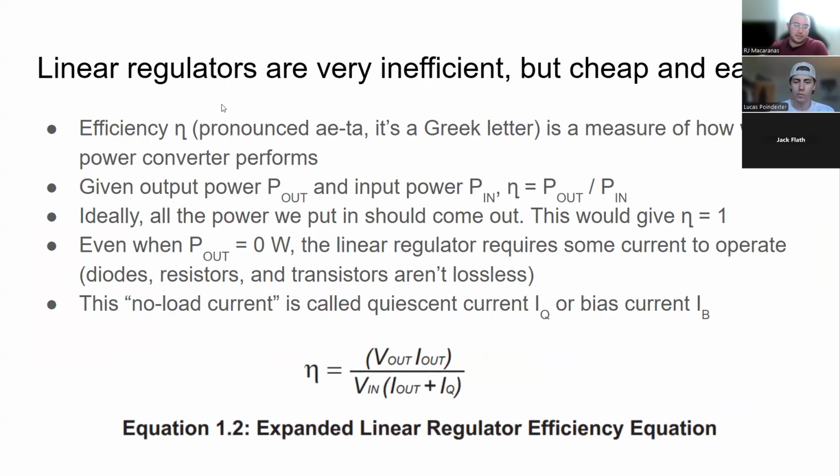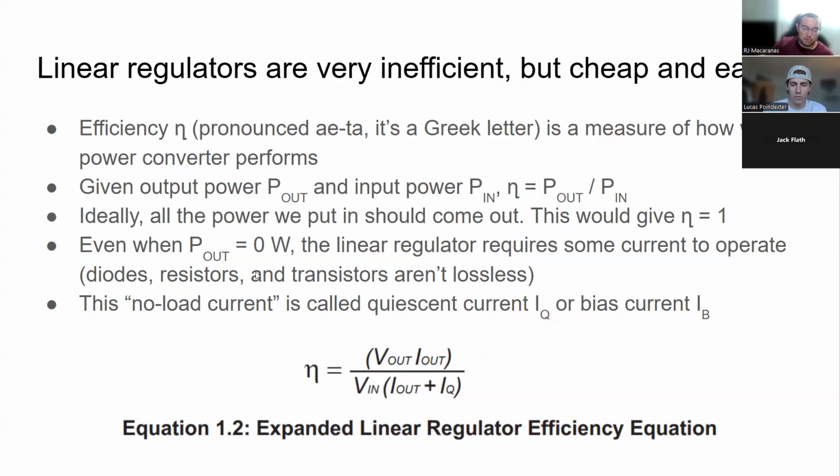We usually denote efficiency as eta. This is a Greek letter, and it's not an N. It measures how well a power converter is performing. If we know the output power and the input power, we can calculate the efficiency as the output over the input. Ideally, all the power we put in should come out. So if P out is equal to P in, then we get an efficiency of 1, or unity. That's 100% efficient, and that's awesome. But that never happens.